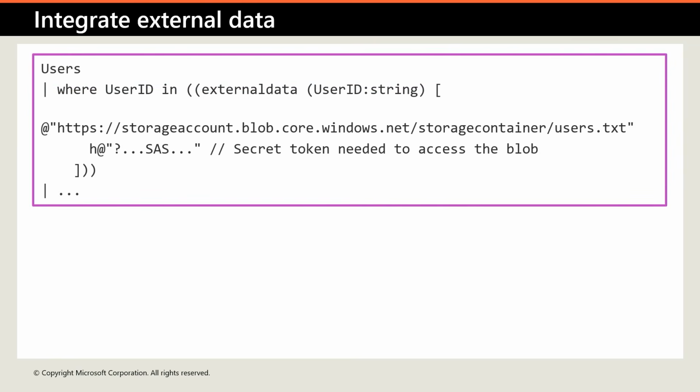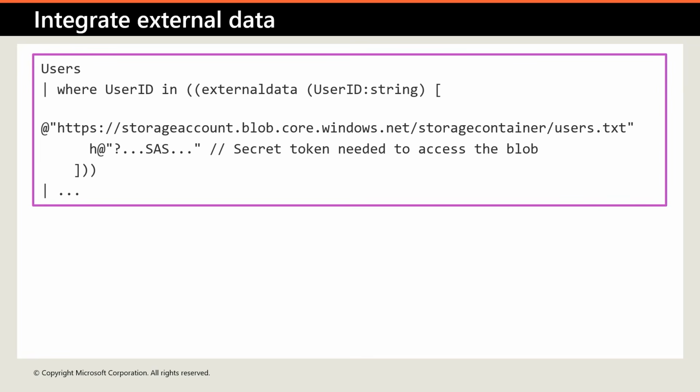So here's an example. This demonstrates how to integrate external data into a KQL query using the externaldata operator. Here's a breakdown of what's happening. First, we have a data source. It pulls in a list of user IDs from an external file, users.txt, which is stored in an Azure Blob Storage account. Then we have the access. The file is accessed using a secure URL that includes a SAS token, which grants temporary secure access to the blob.